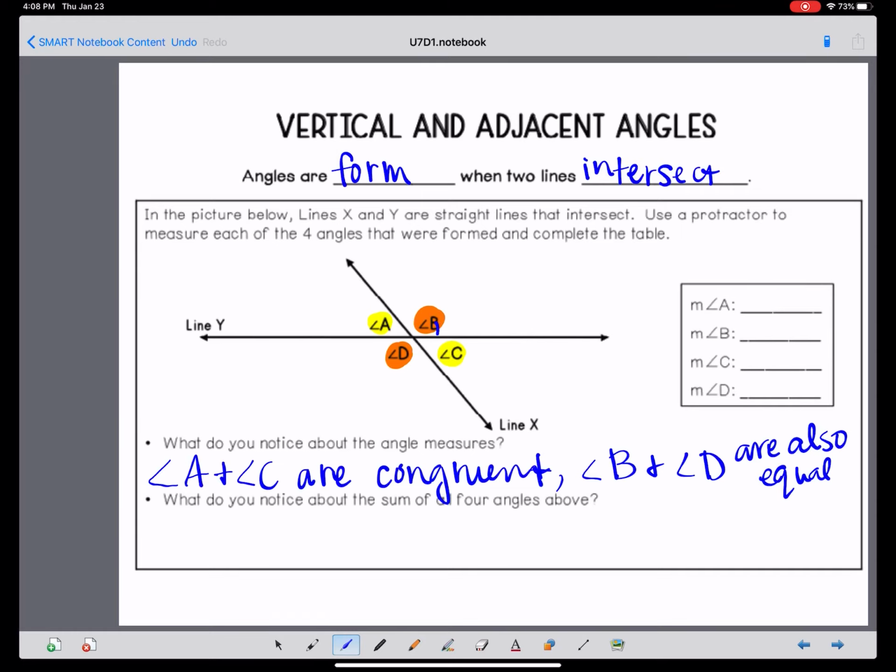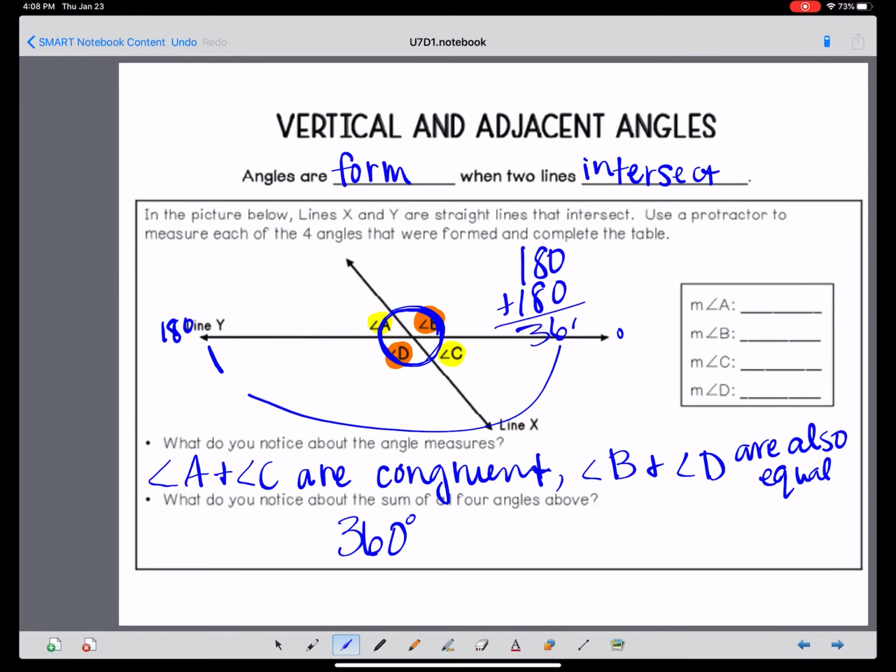If I were to add up this angle, plus this angle, plus this angle, plus this angle, it creates a circle, which is 360 degrees. Or you could say from 0 to 180, that's 180 degrees. And then from this angle to this angle, that's another 180 degrees. And 180 plus 180 equals 360 degrees. That's just something interesting to note for right now.